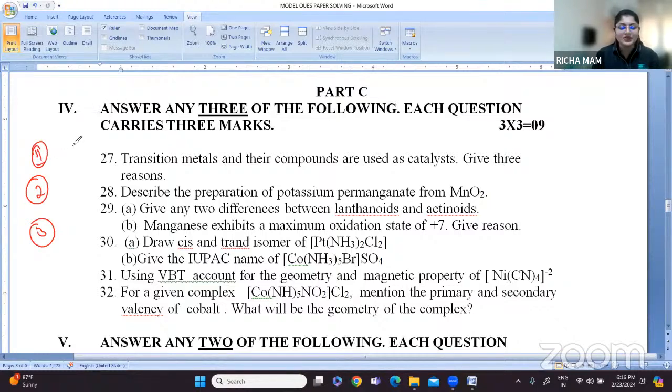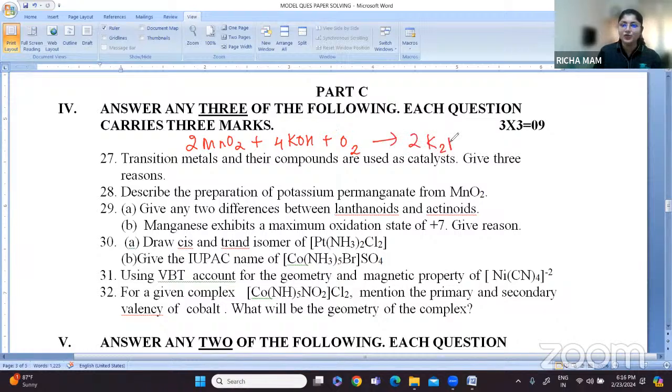So the first step is what? MnO2 is fused with KOH and potassium nitrate, and it gives you potassium manganate. The first step is 2 MnO2 plus 4 KOH plus oxygen, giving you 2 K2MnO4 plus 2 H2O. We are fusing the MnO2 with KOH and potassium nitrate, and you get potassium manganate, which is green in color.